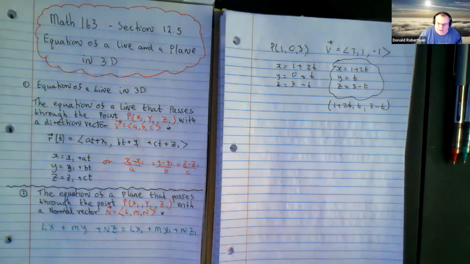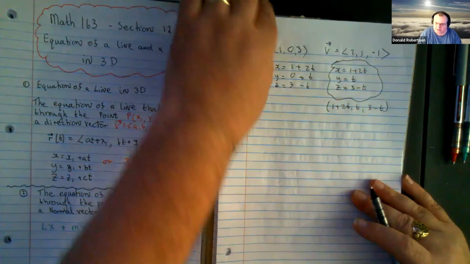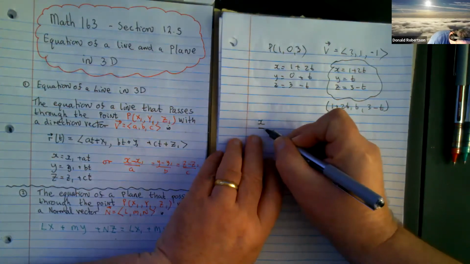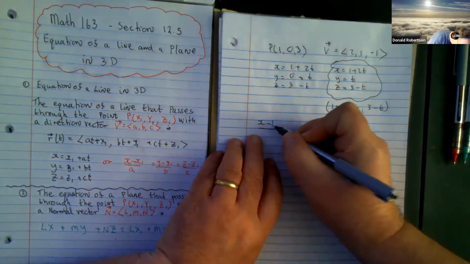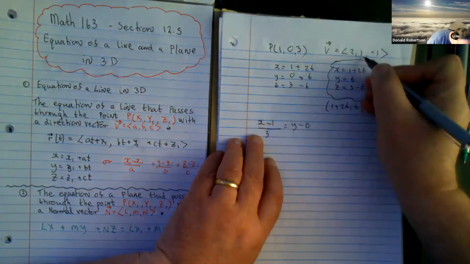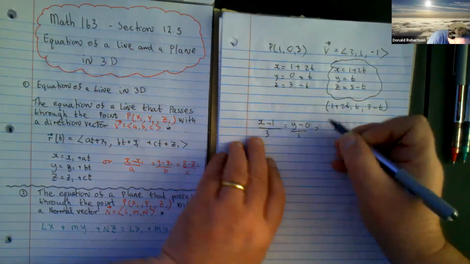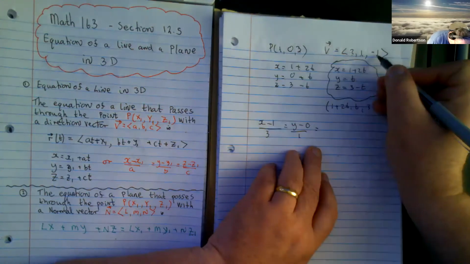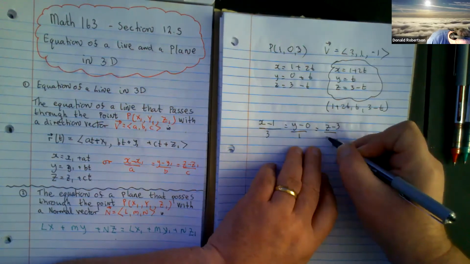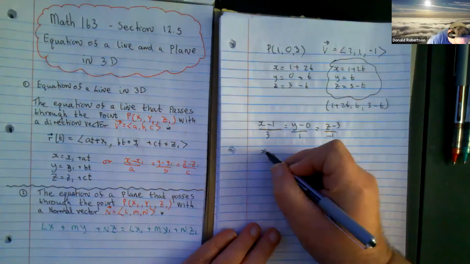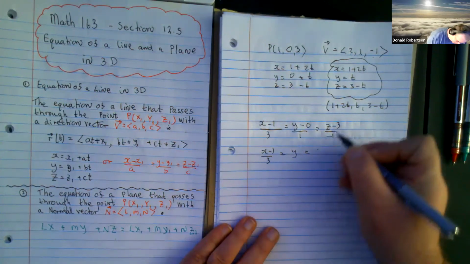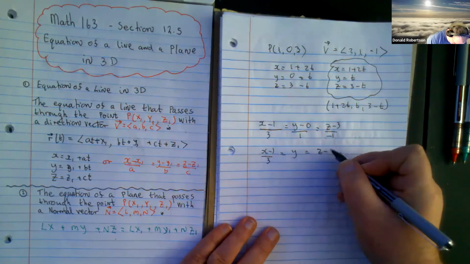Of course, I could say, I want the equation of this line, the same information, but I want it in symmetric form. So symmetric form, it's x take away 1 divided by that number, y take away 0 divided by that number, and z take away 3, there we go, all over that number. And you would be expected to tidy it up. You could tidy it up two different ways, but I'll just leave it like that.